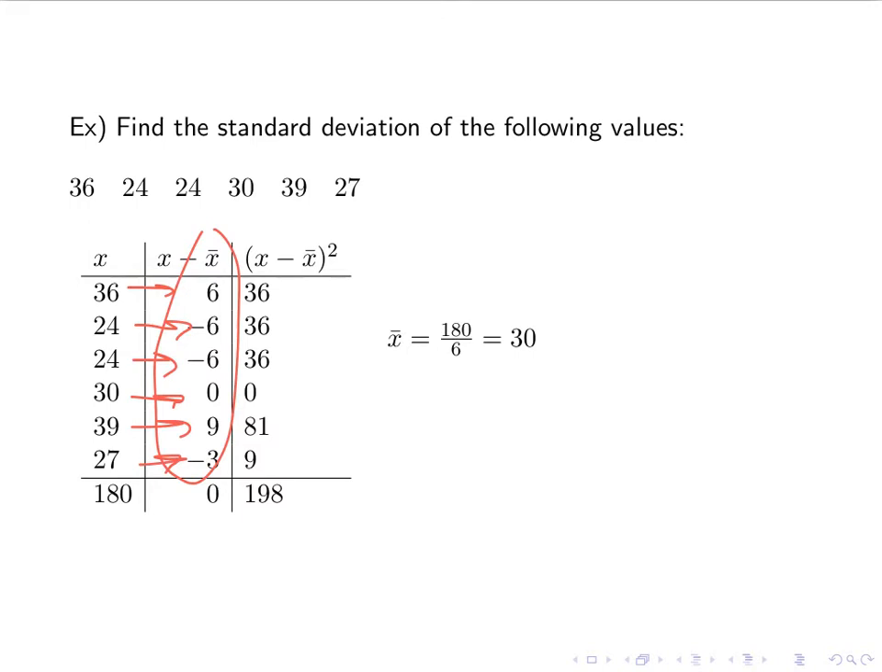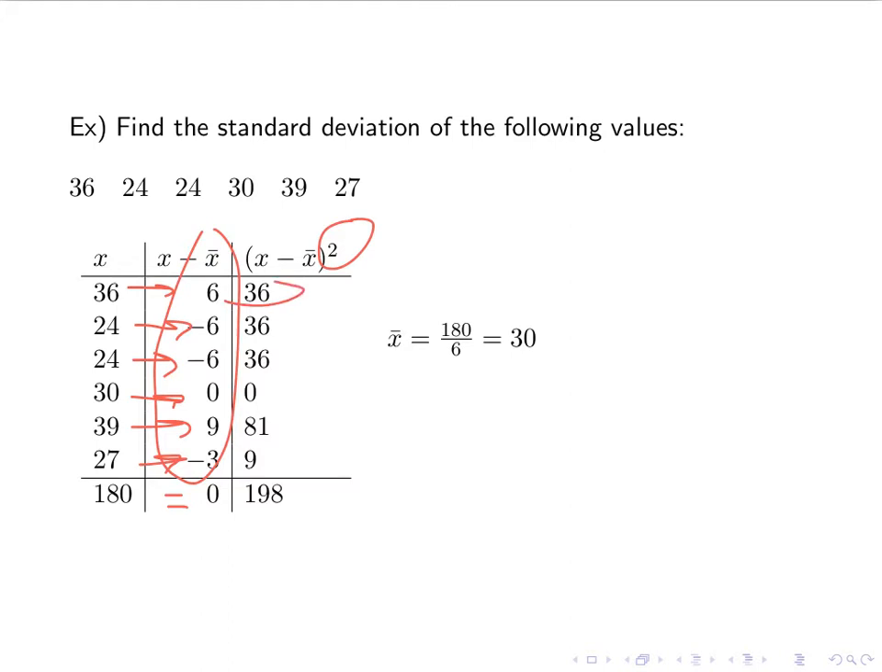And then again, down here, I'm going to add them up. As I mentioned before, I should get 0 every time. And if I don't get 0, then I know I did something wrong. Either I found the mean incorrectly, or at least one of my subtractions was wrong. So you always want to make sure that you're getting 0 for this middle column. Once I've confirmed that I do get 0, I'm then going to square these values.